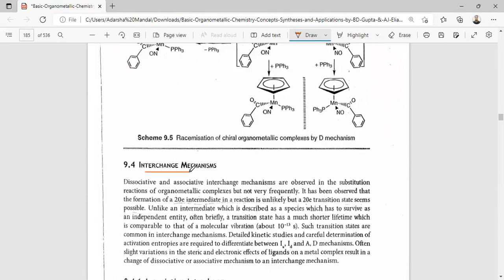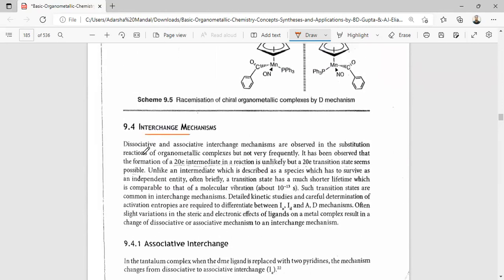So next one is the interchange mechanism. Dissociative and associative interchange mechanisms are observed in substitution reactions in organometallic complexes, but not very frequently. It has been observed that the formation of 20 electron intermediates upon the reaction is unlikely, but 20 electron transition states seem possible, unlike intermediates, which are described as species which survive as an independent entity. A transition state has a much shorter lifetime, comparable to the molecular vibration. Such transition states are common in the interchange mechanism.